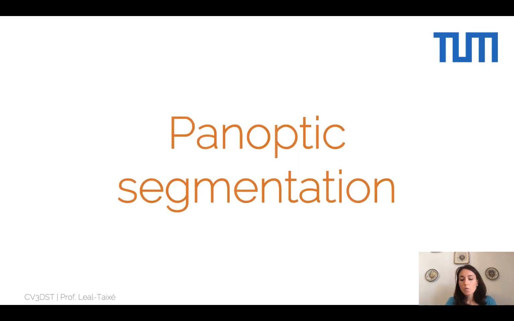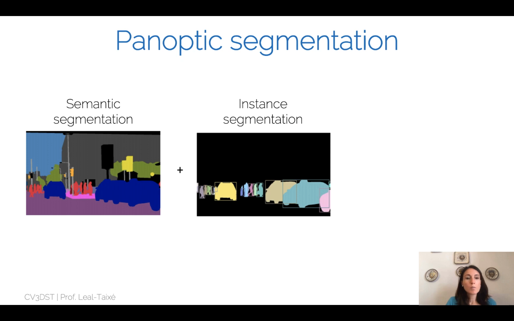Okay, so we have seen semantic segmentation in the previous lecture. We have seen instance segmentation in this lecture. And now the idea is, why not combine both concepts? So remember that semantic segmentation labels each of the pixels in the image with a unique semantic label. And this means that all cars are going to have the same label car. And it's only through instance segmentation that we can separate the different cars within this label.